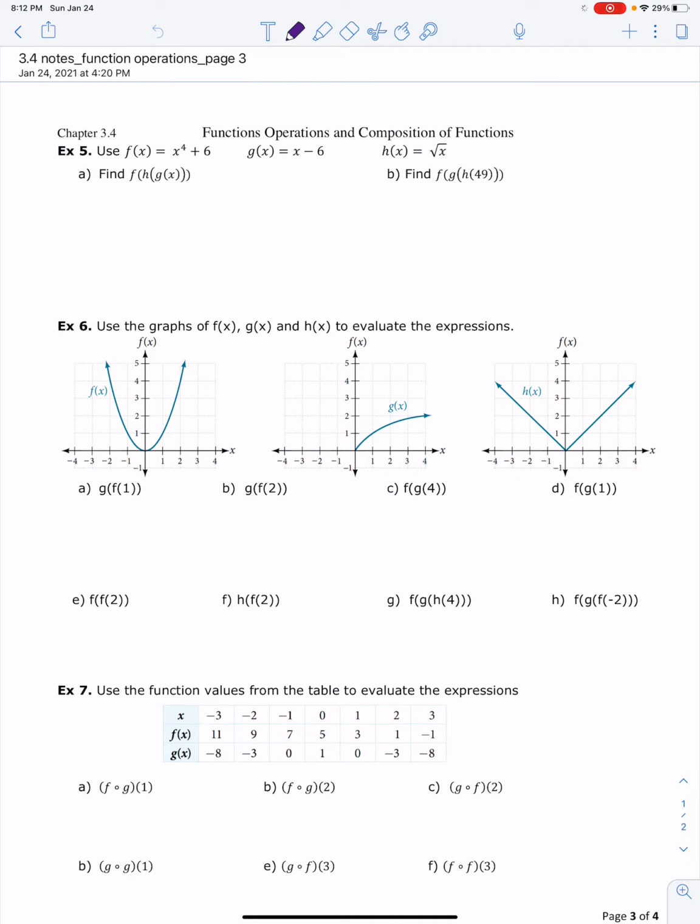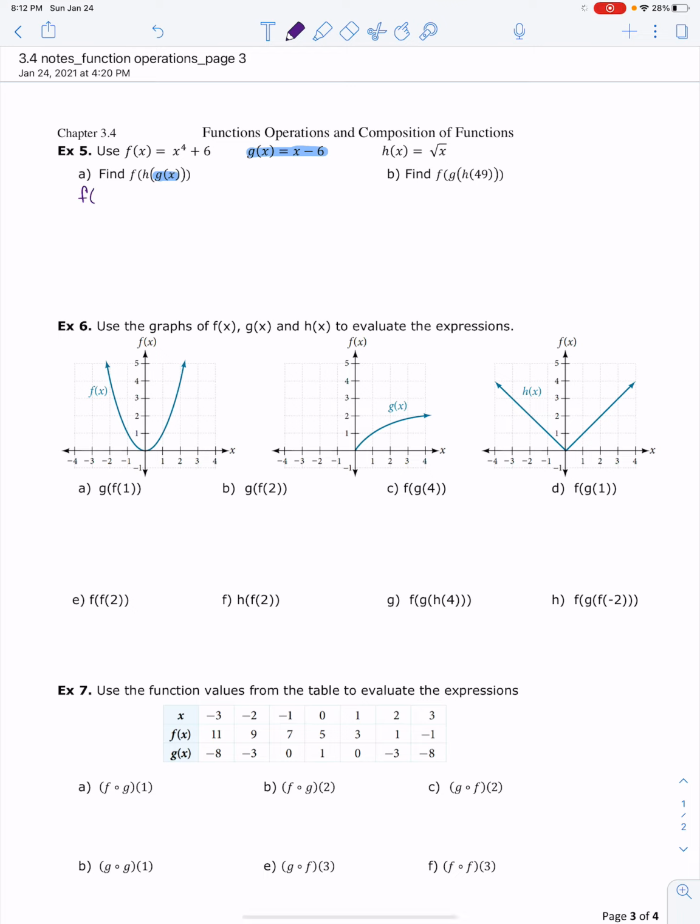3.4 notes, function operations, page 3. We get to get a little creative here and look at different ways to evaluate compositions of functions. So example 5, we have 3 separate functions that we are working with, and so we just have to make sure that we are going in the correct order. So g of x, innermost, we are going to start with that.